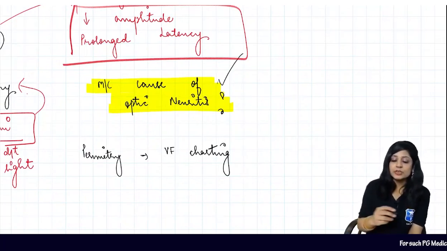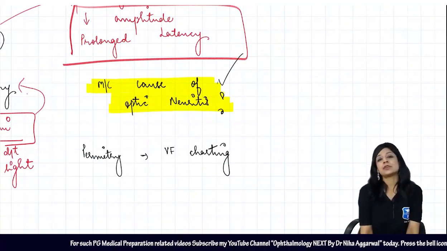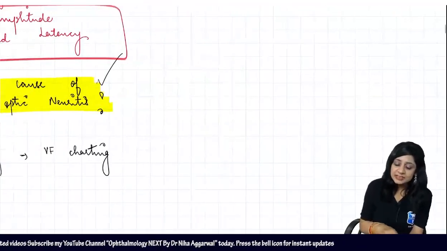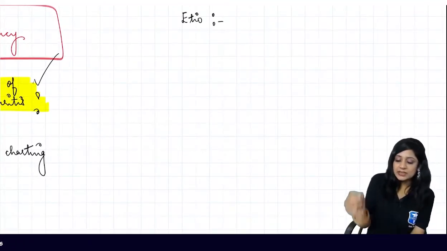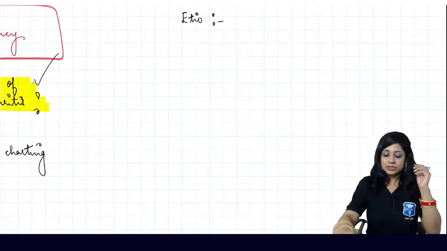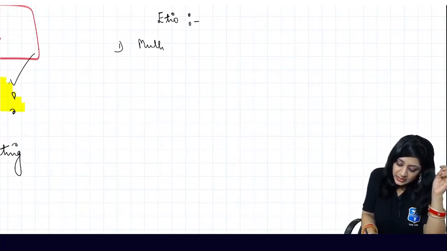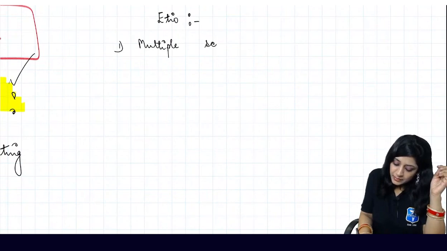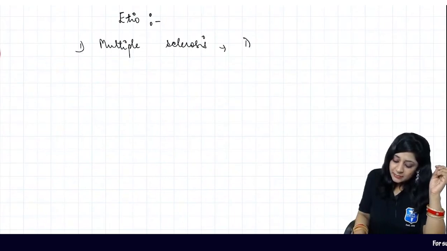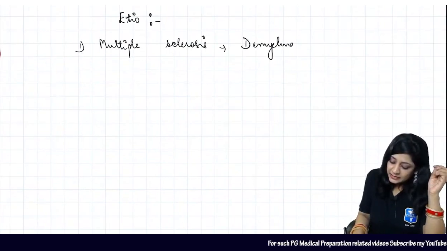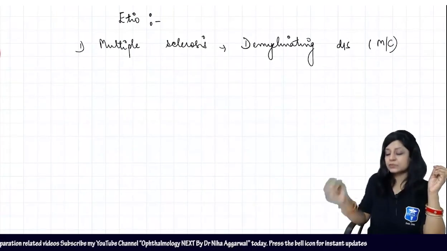What is the most common cause of optic neuritis, by the way? Can you tell me the causes of optic neuritis? Etiology. We are discussing the case of optic neuritis here. If I'm talking about the causes, one is multiple sclerosis. Multiple sclerosis is a demyelinating disorder. This demyelinating disease is actually the most common cause of optic neuritis.